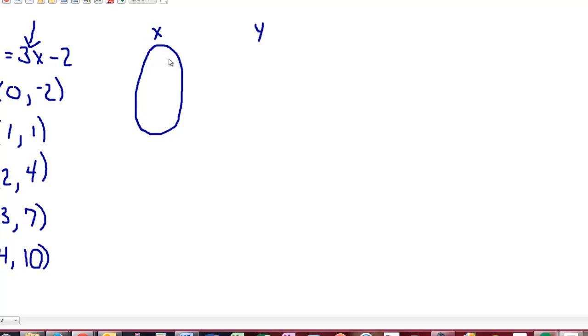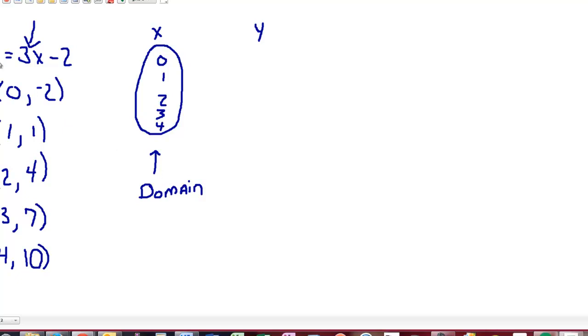So I plugged in 0, I plugged in 1, I plugged in 2, I plugged in 3, I plugged in 4. This mapping over here, the independent is also the domain. Now, in this particular mapping, I came up with only 5 points. So of those 5 points, 0, 1, 2, 3, 4, that is the domain. That's what x can be.